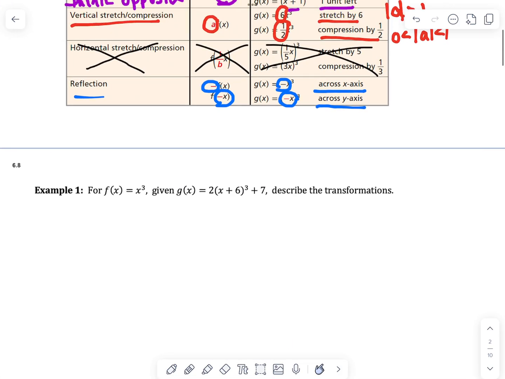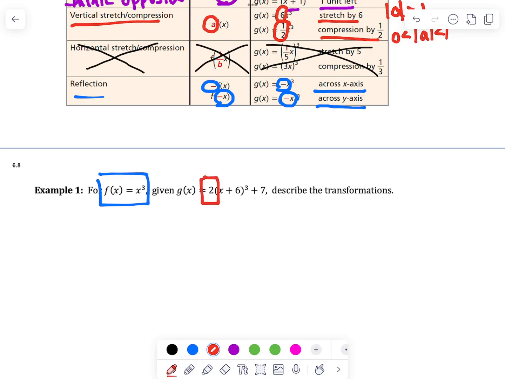So here's an example. We're giving you a cubic polynomial. So here's our cubic. And we're going to describe the transformations. So the first thing is we have a multiplier of 2. That's our a number. So our a is 2. So how we describe that is going to vertically stretch by 2.